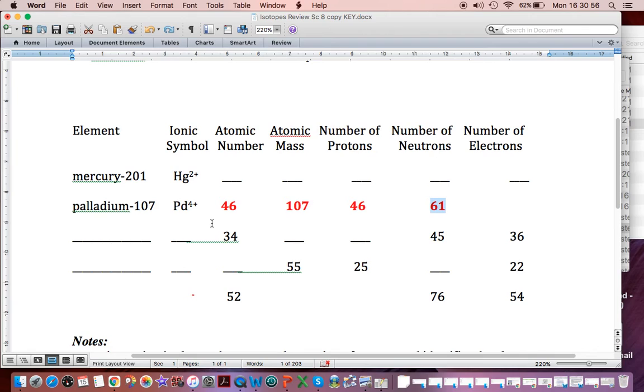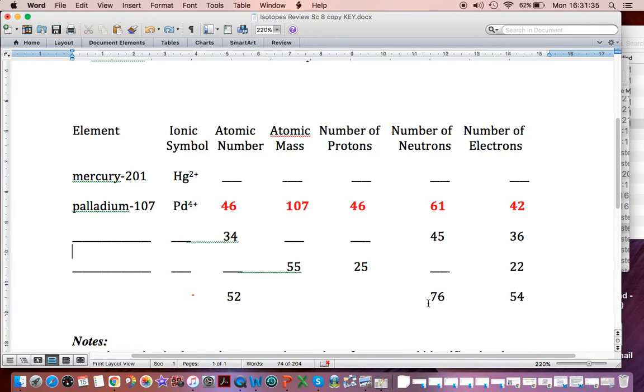And the thing that most students find challenging is, what do I do with this 4 plus charge? I have to remember the charge comes from protons and it comes from electrons. And so what that means is, if I have more protons, I'm going to have a positive ion. More electrons, negative ion. And if they're equal, then it's a neutral atom, no charge. This says 4 plus. That means the protons have to win by 4. So I go 46 minus 4, and I should get 42. That row is now complete, and that's considered to be very straightforward.